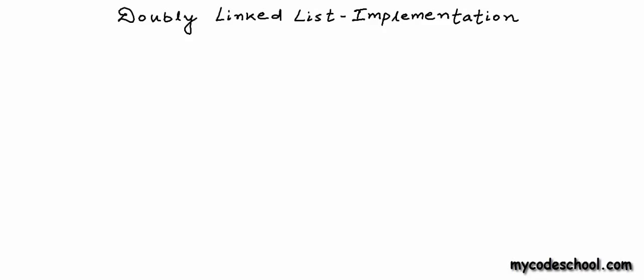In our previous lesson, we saw what doubly linked lists are. Now in this lesson, we are going to implement doubly linked list in C. We are going to write simple operations like insertion, traversal, and deletion.